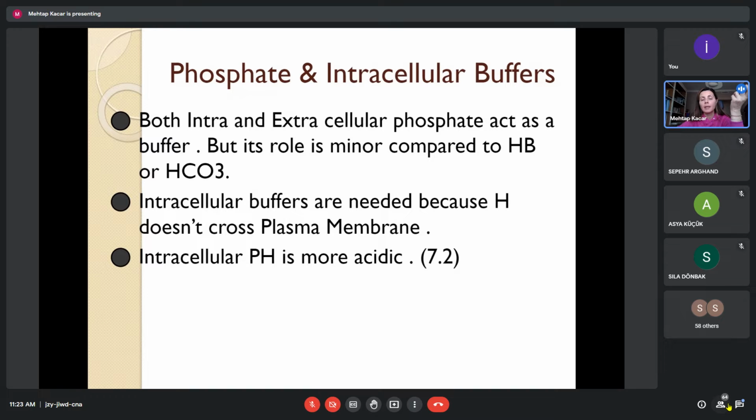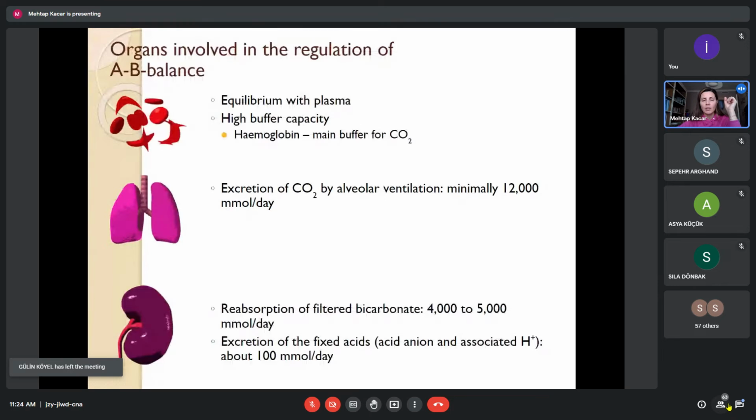Intracellular buffers are needed because hydrogen does not cross the plasma membrane, and we need an intracellular system because during metabolic reactions, hydrogen ion is generated inside the cell, and we need to regulate intracellular pH. Intracellular pH is normally more acidic, 7.3, and we have buffer systems in the intracellular area. Organs involved in regulation of acid-base balance are blood, of course, erythrocytes, lungs, and kidneys.